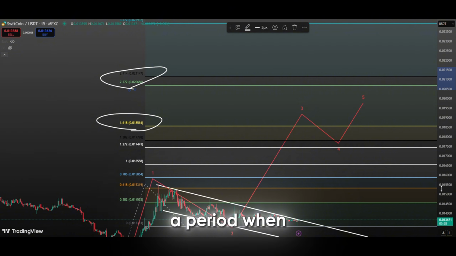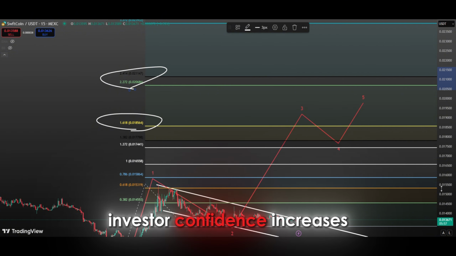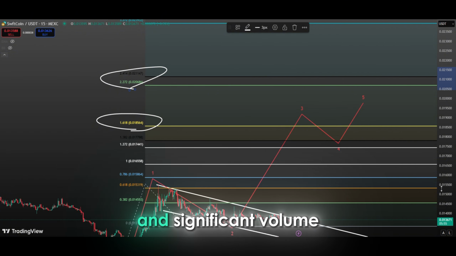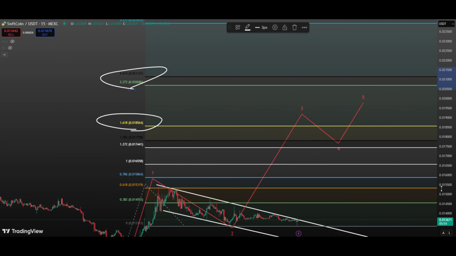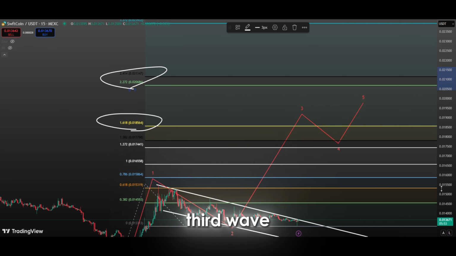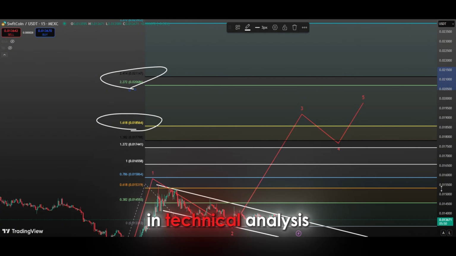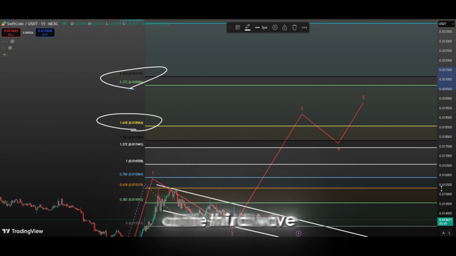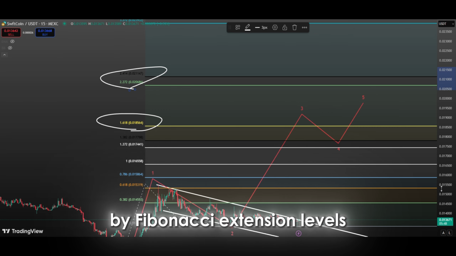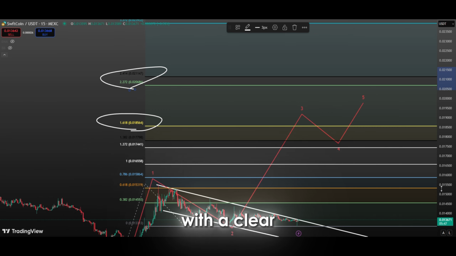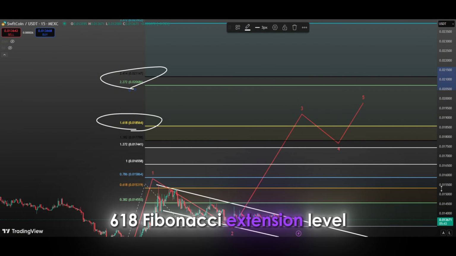This wave represents a period when investor confidence increases, buyers take control, and significant volume enters the market. Therefore, during the third wave, prices tend to rise more rapidly and strongly. In technical analysis, the minimum target of the third wave is generally determined by Fibonacci extension levels, which provide us with a clear target range.